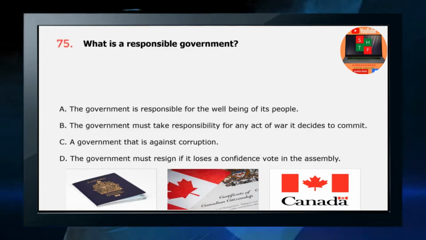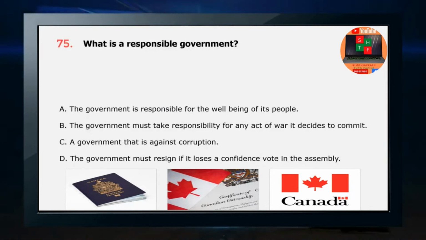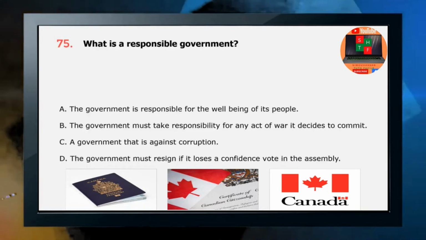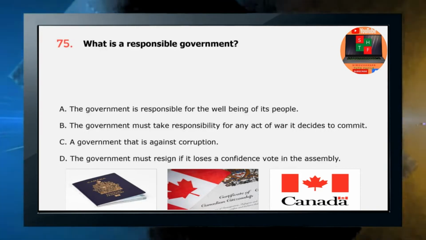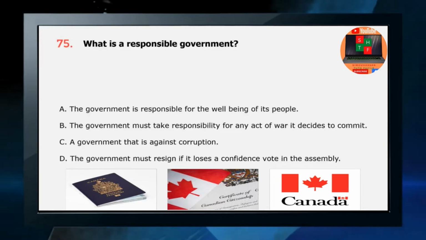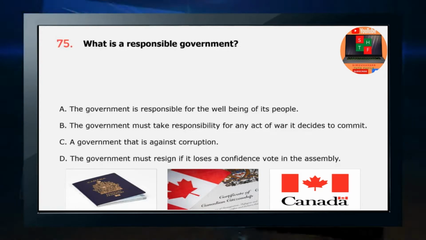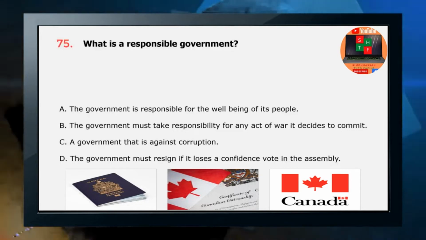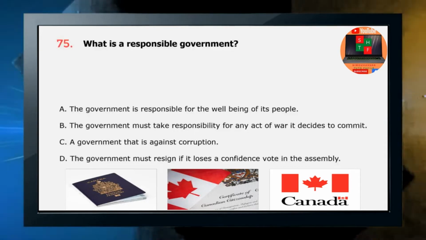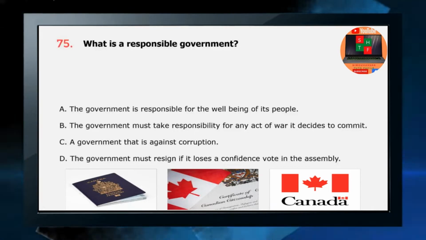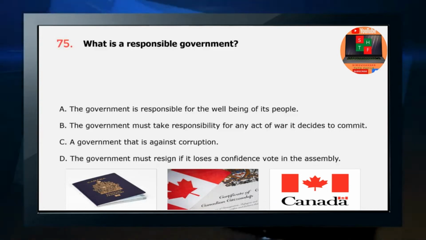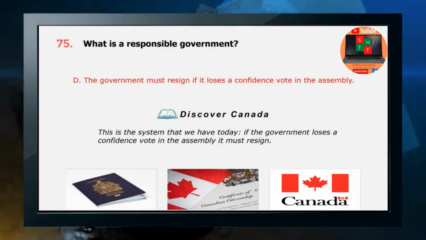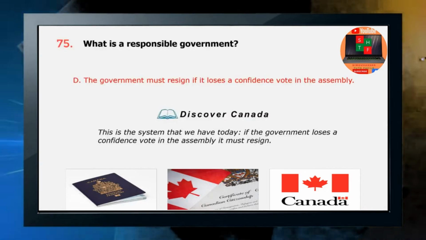Question 75. What is a responsible government? A. The government is responsible for the well-being of its people. B. The government must take responsibility for any act of war it decides to commit. C. A government that is against corruption. D. The government must resign if it loses a confidence vote in the Assembly. The answer is D. The government must resign if it loses a confidence vote in the Assembly.